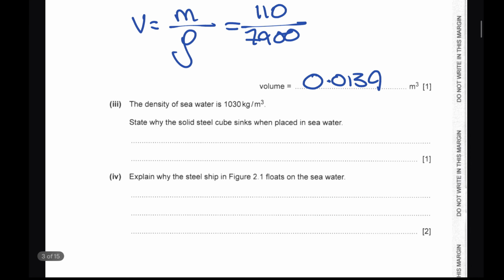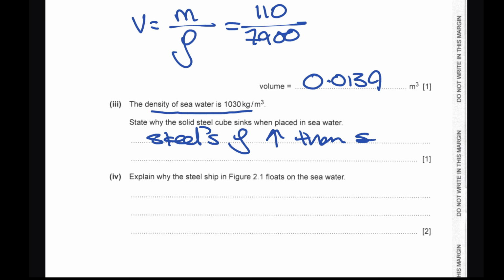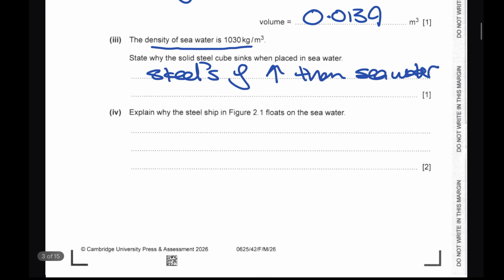Density of seawater is 1030. State why the solid cube sinks when placed in seawater. It's because, very simply put, it has a greater density than seawater. So that's all you need to write, that the density of steel is greater than seawater. That's it. Make sure you don't write it in shorthand like I just did, but make sure you write it nice and clear.